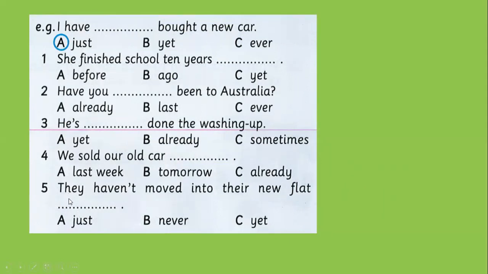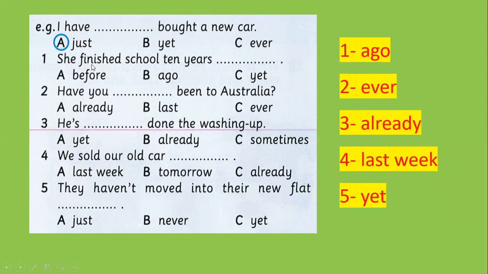Number 5, they haven't moved into their new flat yet. Yet comes at the end of a negative sentence. And this is negative. Why? Because we have haven't. They haven't moved, and this is the past participle. They haven't moved into their new flat yet.